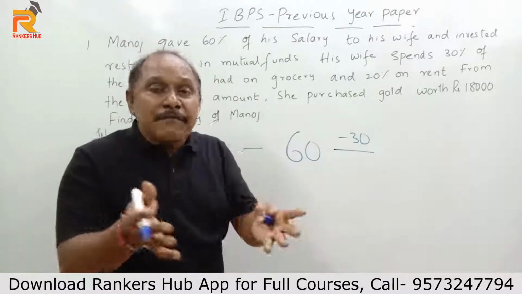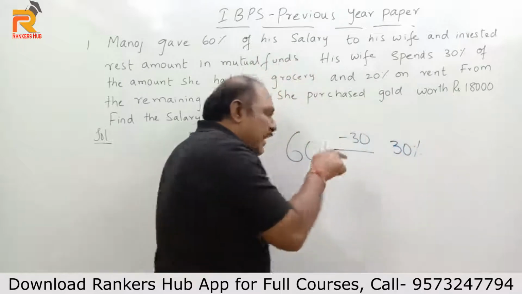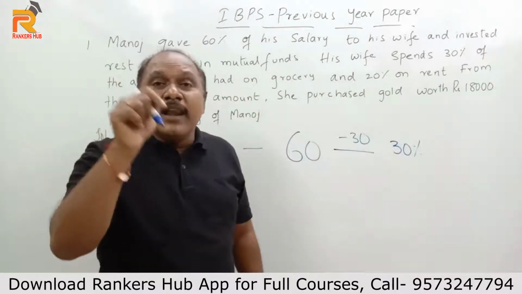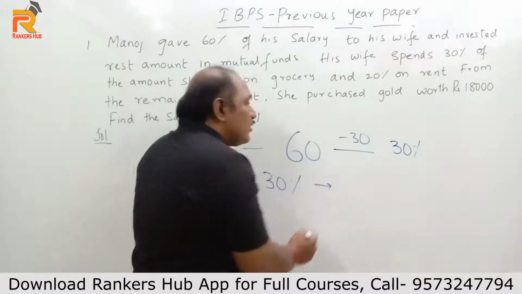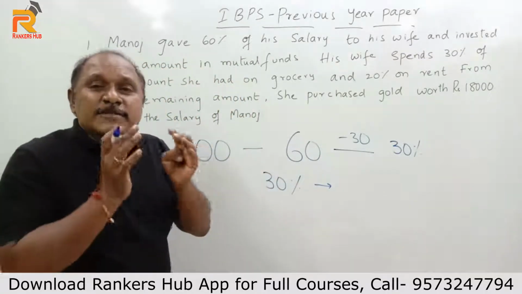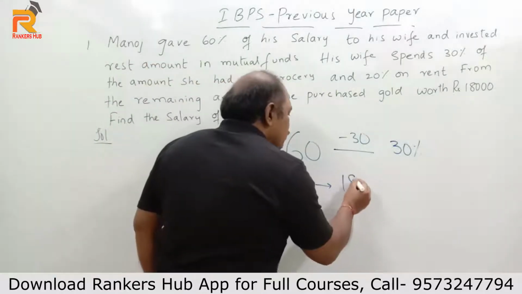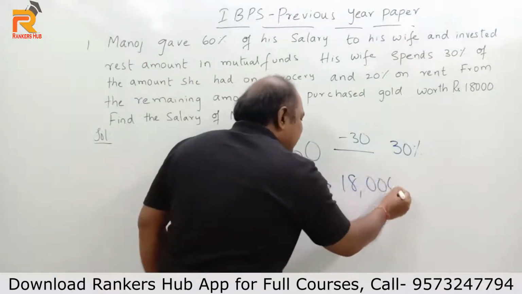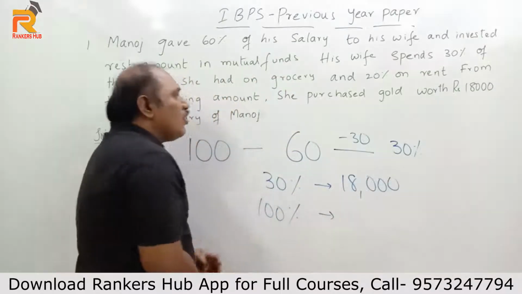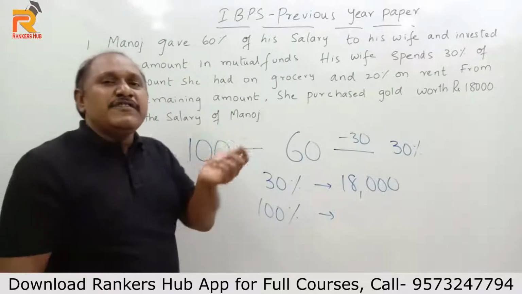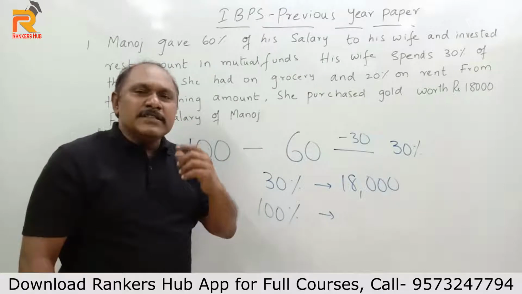Now how much is left? 30. Now this 30 she spent to purchase jewelry. So 30% of what? 30% of Manoj's salary was spent to purchase jewelry. So 30% should be equal to 18,000. So what is 100%? We are asked to find the salary of Manoj, which we assumed as 100%. So 30% is 18,000, 100% is how much?